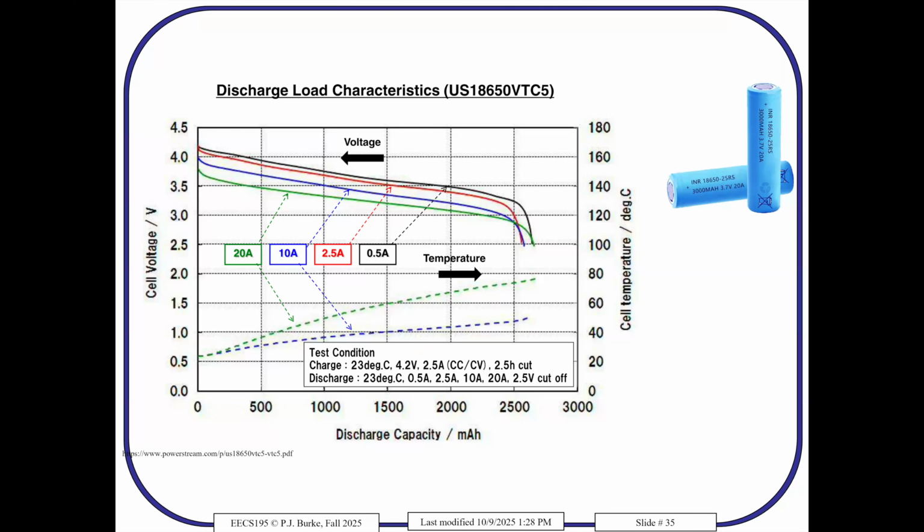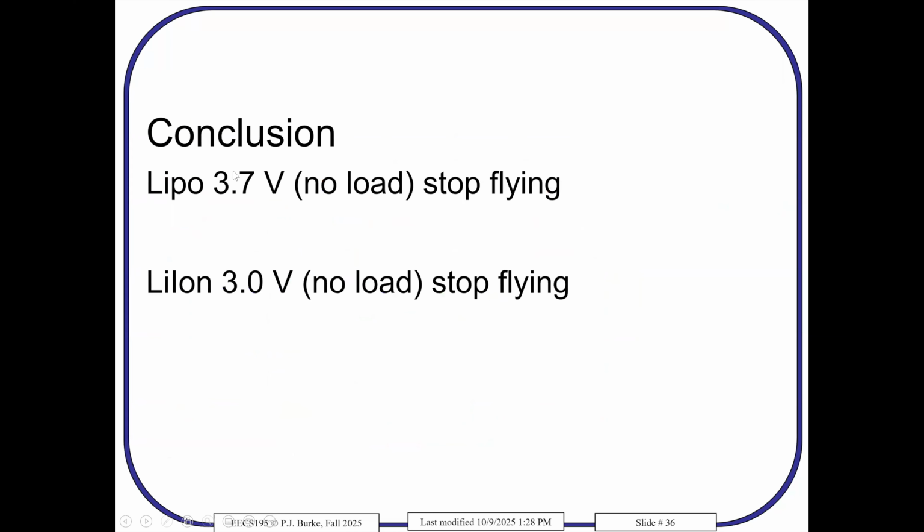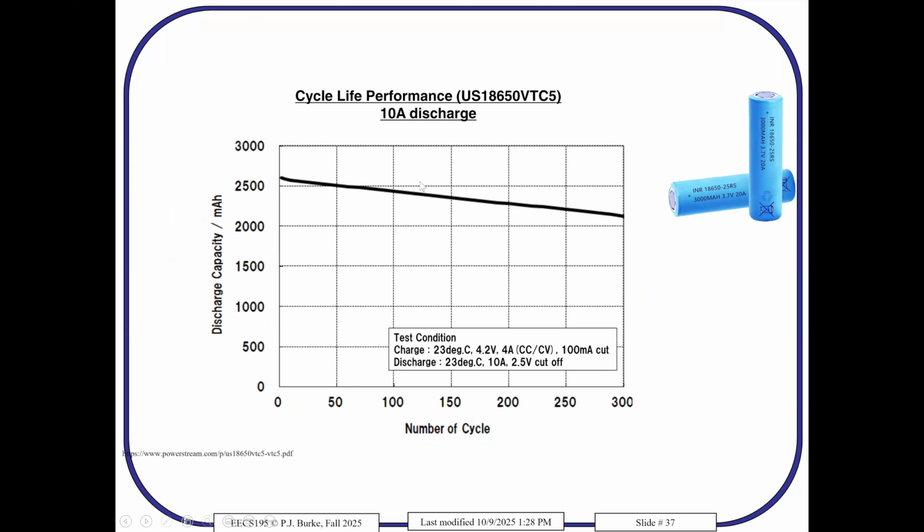And I never used to believe it, but I believe it now because I measured it. So these discharge curves from the manufacturer are very reliable. So if you want to know for a particular battery, you get the discharge curve, and you can count on that in your designs. So the conclusion is if you're running a LiPo and you're at 3.7 volts under no load, stop flying. If you're running lithium ion and you're under 3.0 volts, stop flying. Or you can time it.